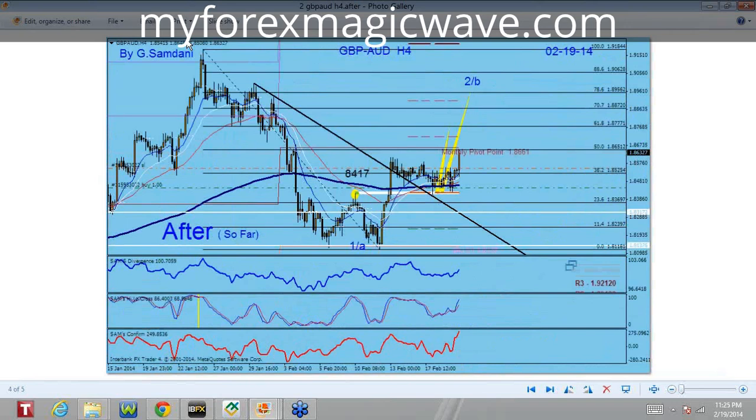So now the question is, are we going to break it or not? It looks like we are probably going to break it. I need that to break it. Okay, so these are the three charts going well. There are some others, but I don't want to make the video too long.